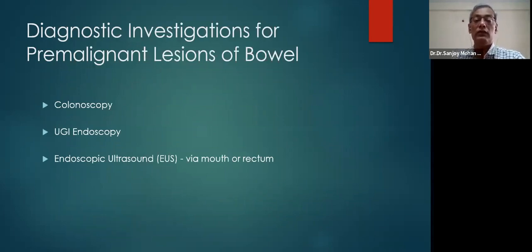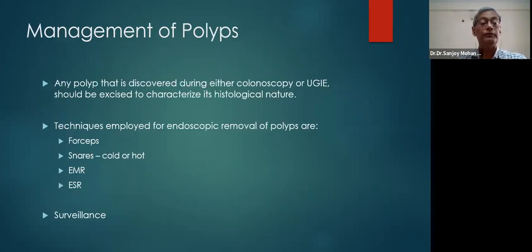So for diagnostic investigation, what investigations can we do besides the history and clinical examination? Colonoscopy and upper GI endoscopy, and with the advent of new tools, we should do endoscopic ultrasound, either via rectum or via mouth, to detect the depth of invasion.